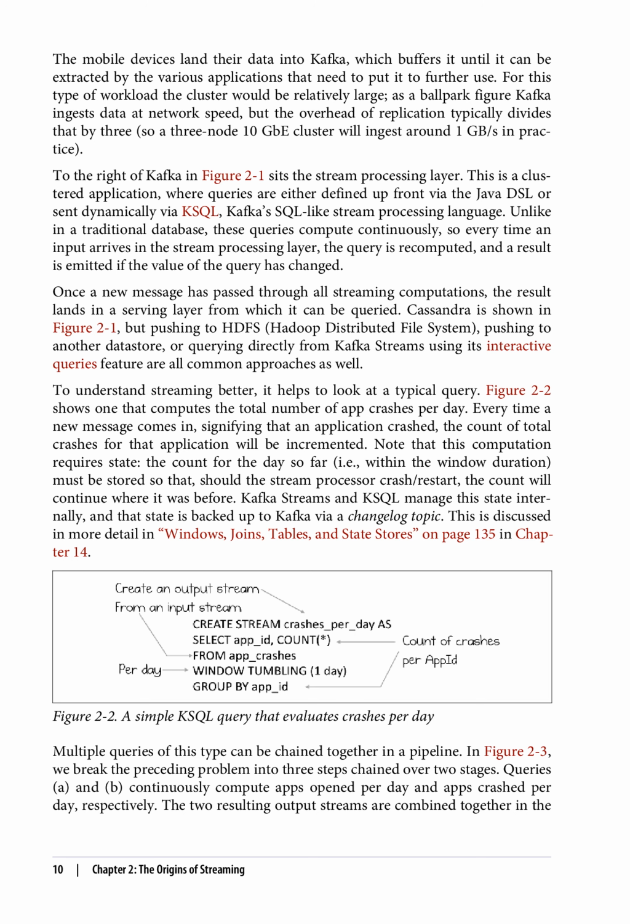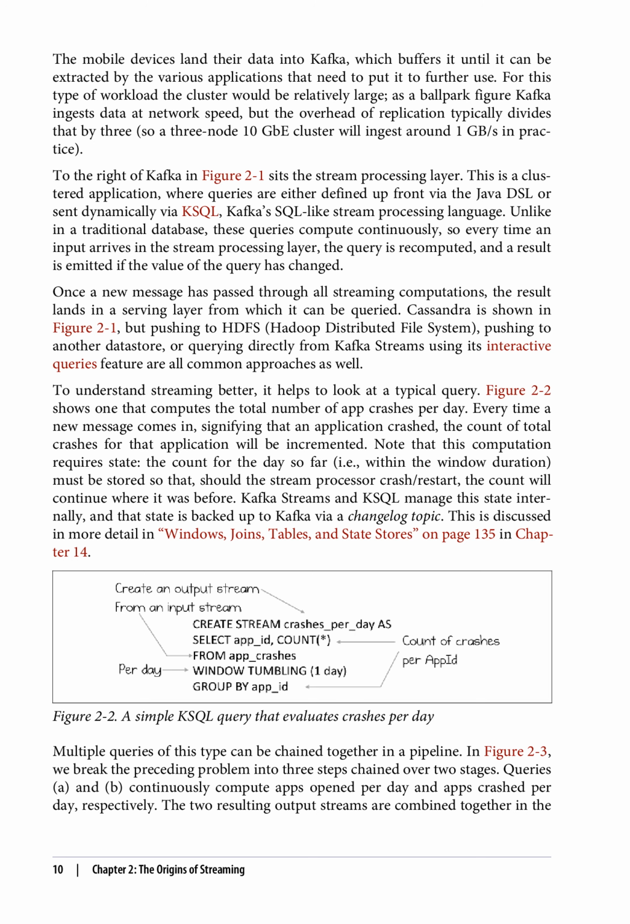To understand streaming better, it helps to look at a typical query. Figure 2.2 shows one that computes the total number of app crashes per day. Every time a new message comes in, signifying that an application crashed, the count of total crashes for that application will be incremented. Note that this computation requires state: the count for the day so far, i.e., within the window duration, must be stored so that, should the stream processor crash or restart, the count will continue where it was before. Kafka Streams and KSQL manage this state internally, and that state is backed up to Kafka via a changelog topic. This is discussed in more detail in Windows, Joins, Tables, and State Stores on page 135 in Chapter 14.